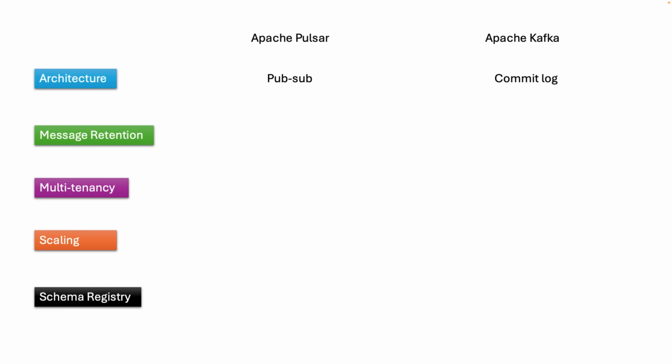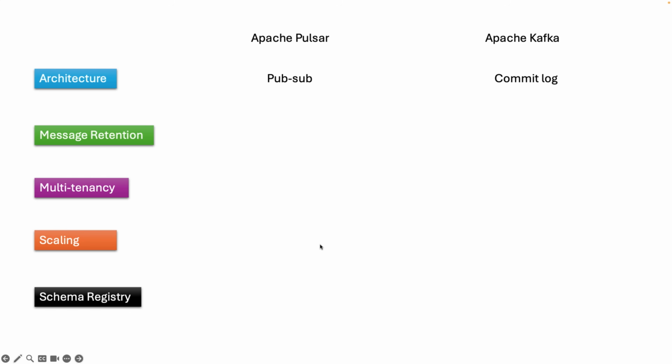However, Apache Pulsar is designed based on the PubSub architecture. It uses the concept of topics and subscriptions. Producers publish messages to the topic and consumers subscribe to these topics to retrieve those messages. Apart from that, the main advantage of Pulsar is that it supports multi-topic subscription, where a single consumer can subscribe to messages from multiple topics. That feature is not there in Apache Kafka. So architecture-wise, this is the key difference.